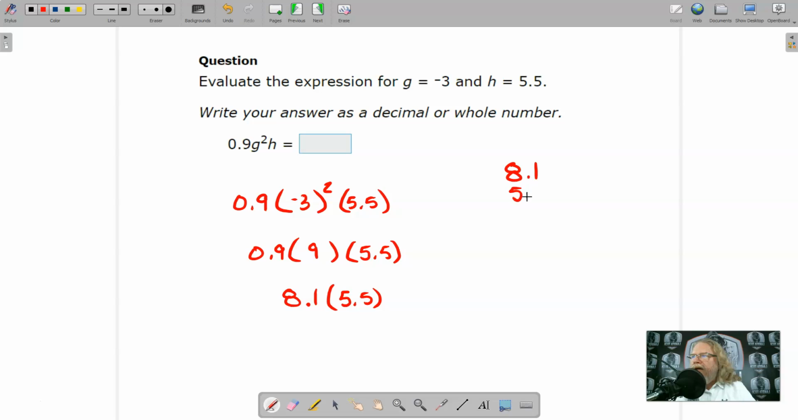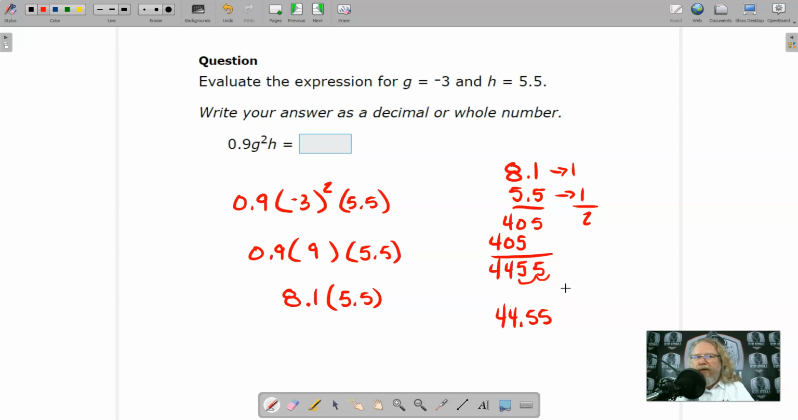81 times 5.5. 5 times 1 is 5. 5 times 8 is 40. 5 times 1 is 5. 5 times 8 is 40. Bring down the 5. 0 plus 5 is 5. 4 plus 0 is 4. Bring down the 4. And now I have one number after the decimal place. One number at the decimal place. 1 plus 1 is 2. So I need to move the decimal over 2 places. So my answer is going to be 44.55.